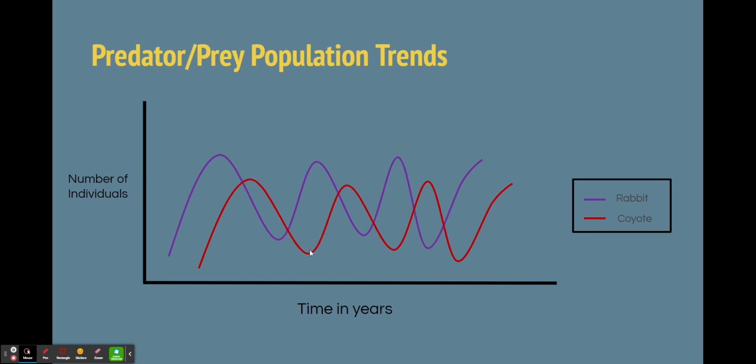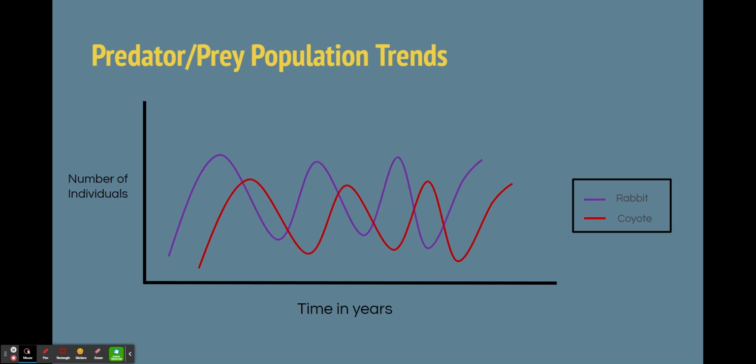So as our coyote declines, our rabbit increases. As our rabbit increases, our coyote increases. But then it starts preying upon our rabbit, so the rabbit decreases. Our coyote then has less food, so our coyote will decrease, and we'll see that happening over and over again. All right, hopefully you guys are feeling better about the graphs. We will practice these more in class.